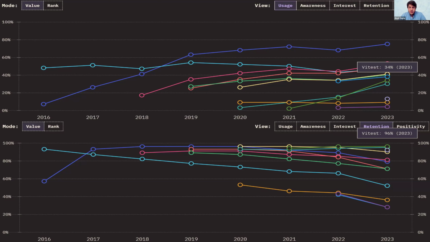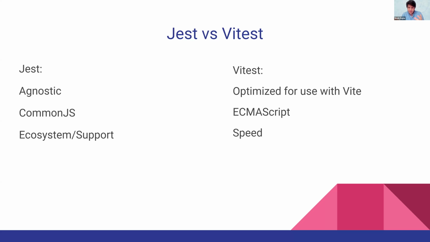And this bottom graph is about retention. So people that use the library and said they want to use it again. Vitest came out on top with 96%. Clearly, Vitest is worth looking into. So let's compare it to Jest a little bit. You may have guessed it.